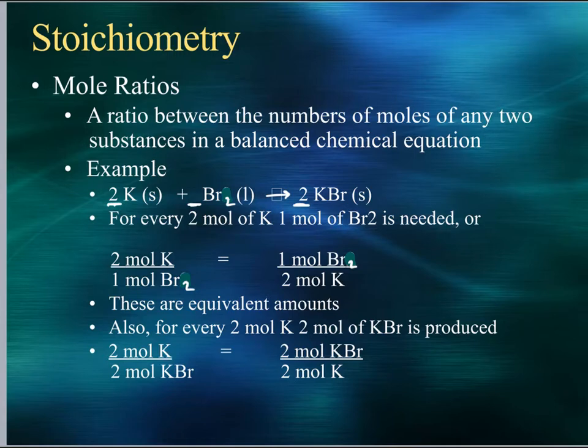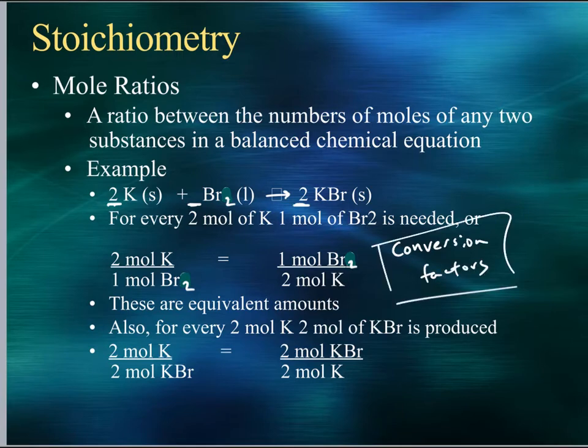For every 2 moles of potassium, 1 mole of Br2 is needed. Okay, so this goes all the way back to stuff we did in the first unit. We write conversion factors, yeah? A ratio of equivalent amounts. For every 2 moles of K, you need 1 mole of Br2 to react, or for every 1 mole of Br2, you need 2 moles of K. That's the ratio they react in. They are equivalent amounts, right?